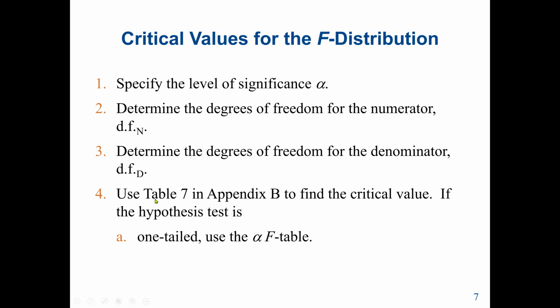So yeah, we said table 7. Table 7 again is the F table. So we use the F table to find the critical value. If the hypothesis testing is 1 tail, then we use the full alpha, where alpha is the level of significance. So if I'm doing 1 tail, I will use the alpha value for the F table. So the same concept as chi-square.